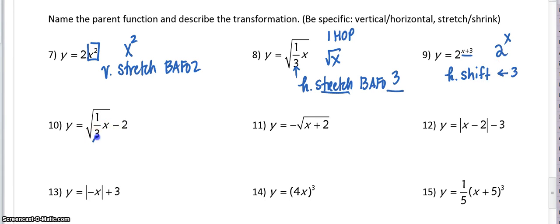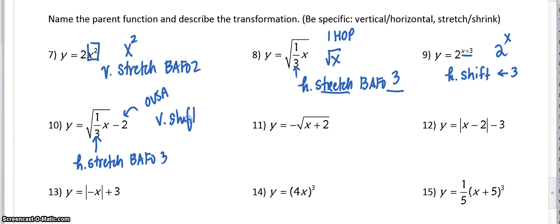Okay, I see 2 transformations in here. This one is on the inside, so it's horizontal. It's the opposite of what we think, so it's a stretch by a factor of 3. This guy is on the outside, so it's OVSA. It's changing my y's, so it's a vertical shift because I'm adding or subtracting, and I'm going to move down 2.